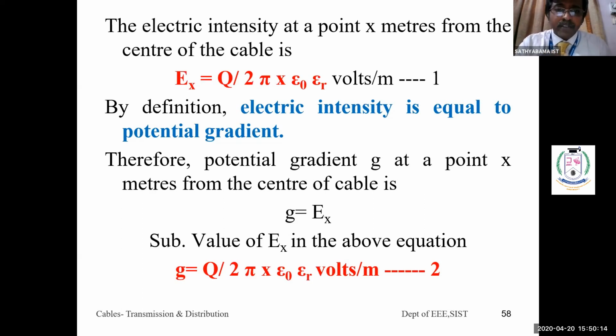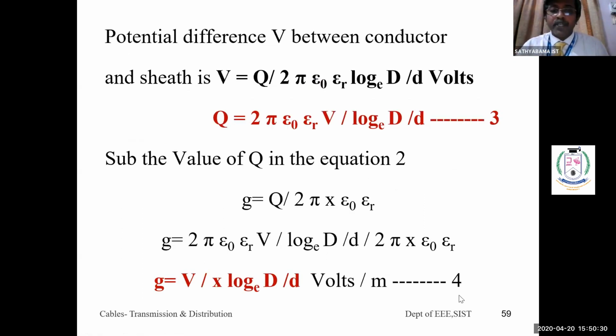In the equation we have q divided by 2 pi x epsilon naught epsilon r. Here we are going to change the x value. How are we going to change the x value? We can see the next slide. This is the potential difference between the conductor and the sheath. We know the formula V is equal to Q, so from this we can easily calculate Q. Your Q value is 2 pi epsilon naught epsilon r V divided by log base e of capital D divided by small d. Once again, please remember, capital D is the outermost sheath, and small d is the internal sheath.